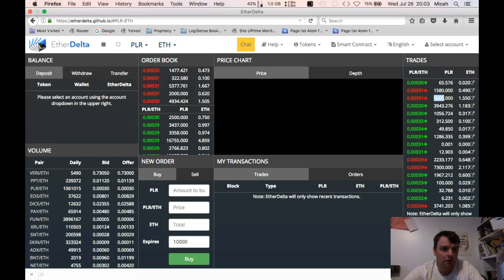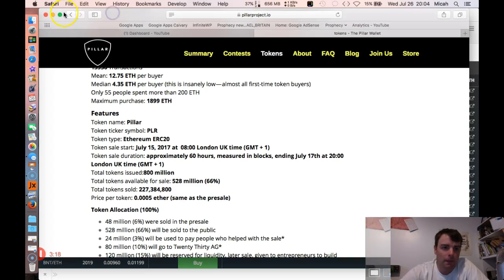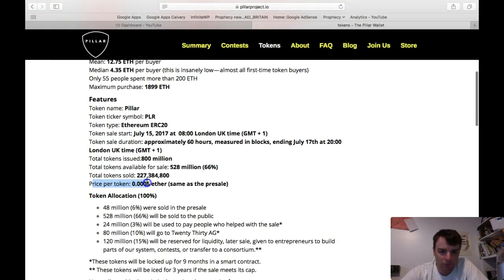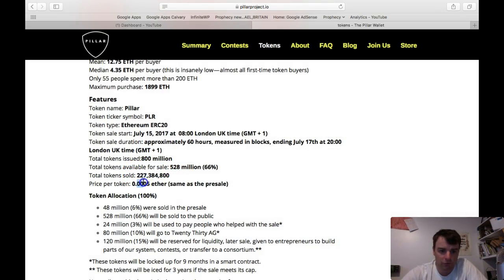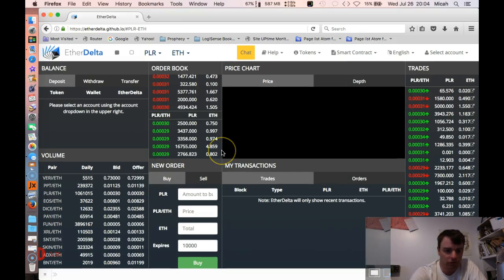One second, please stand by. Alright, looking at pillarproject.io, and again, let me put it full screen mode here. You can see the price per token that we paid was 0.0005, and like I say, it's trading for 0.0003 Ethereum. So let me see if I can get back here. Hopefully that worked, and hopefully you can still hear me. My face is showing on the bottom, so it didn't disappear. But anyways, yeah, it's selling for a fair bit lower than we bought it for.